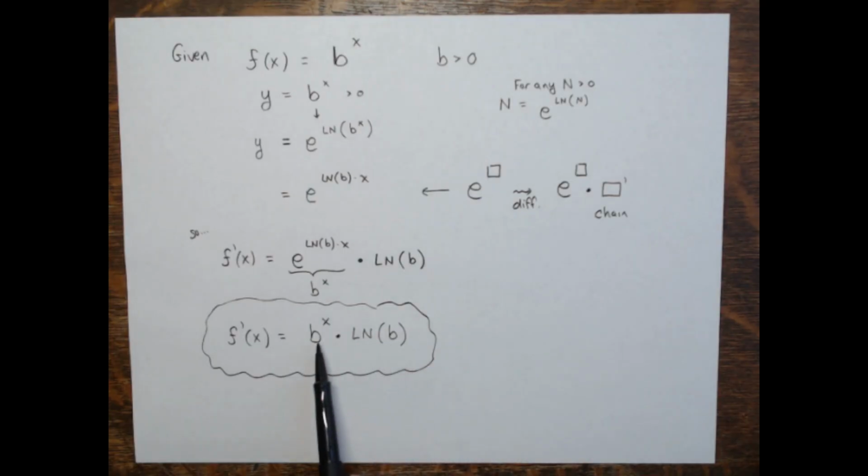And hopefully you see that when the base is e, you'd have e to the x times natural log of e, but the natural log of e was 1, so the derivative of e to the x is just e to the x, as we saw earlier, right? So again, this is more general, more broad for any base that's positive.